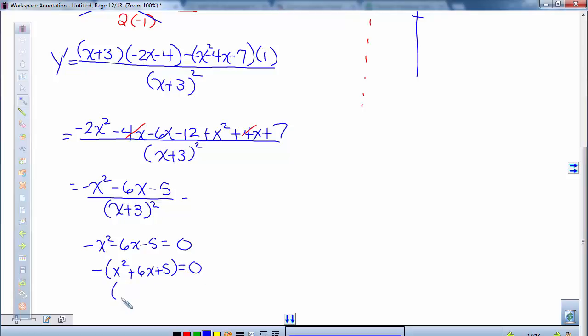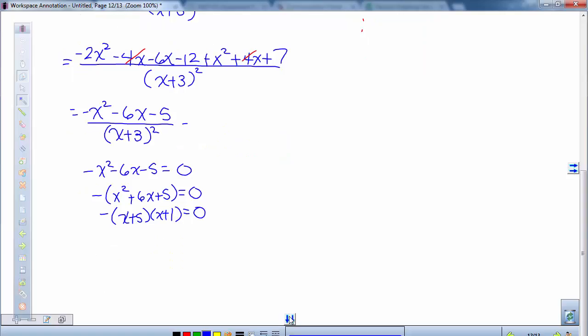We can factor this. Can we factor that? I hope we can. No. Yes, okay. x plus 5 and x plus 1. Okay, very good. All right, so then our critical values would be x equals -5, x equals -1, and then we're also going to look at x equals -3. Okay?